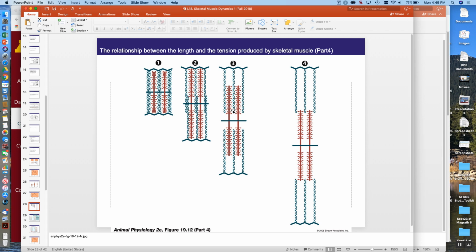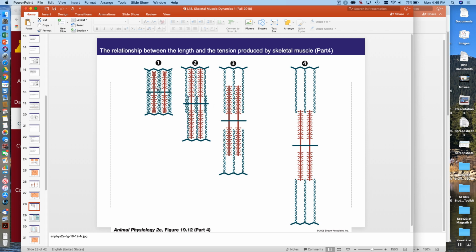The maximum number of actin and myosin interactions gives you the most forceful contraction. It's just like a tug-of-war game. The more people you have on each end of the rope, the more stress you're going to get in the middle of the rope, right? Same idea here. The more actin and myosin interactions, the more forceful the contraction.